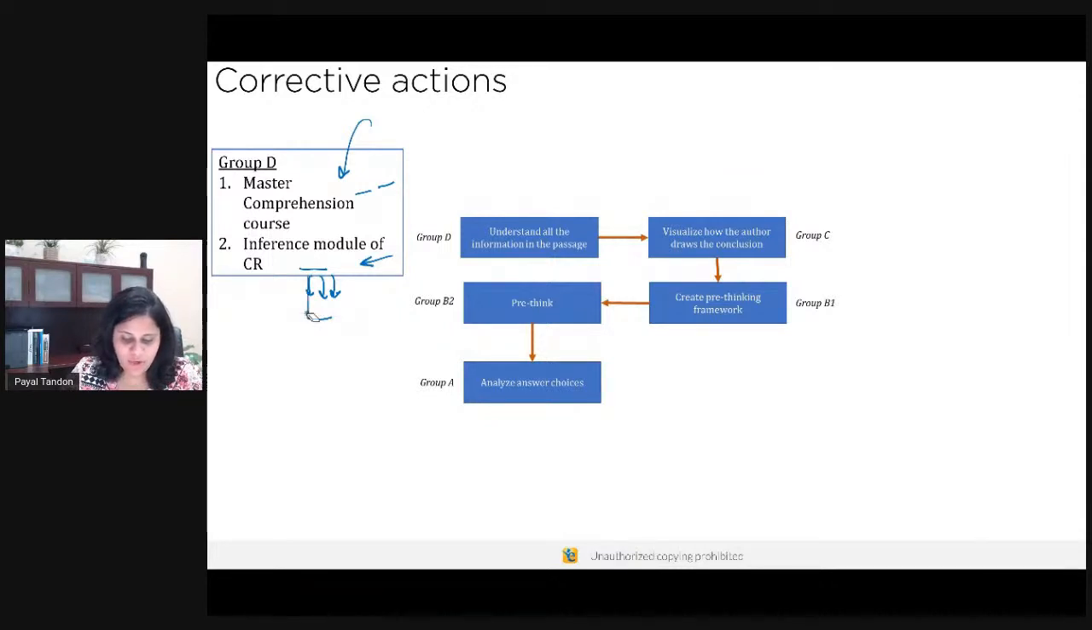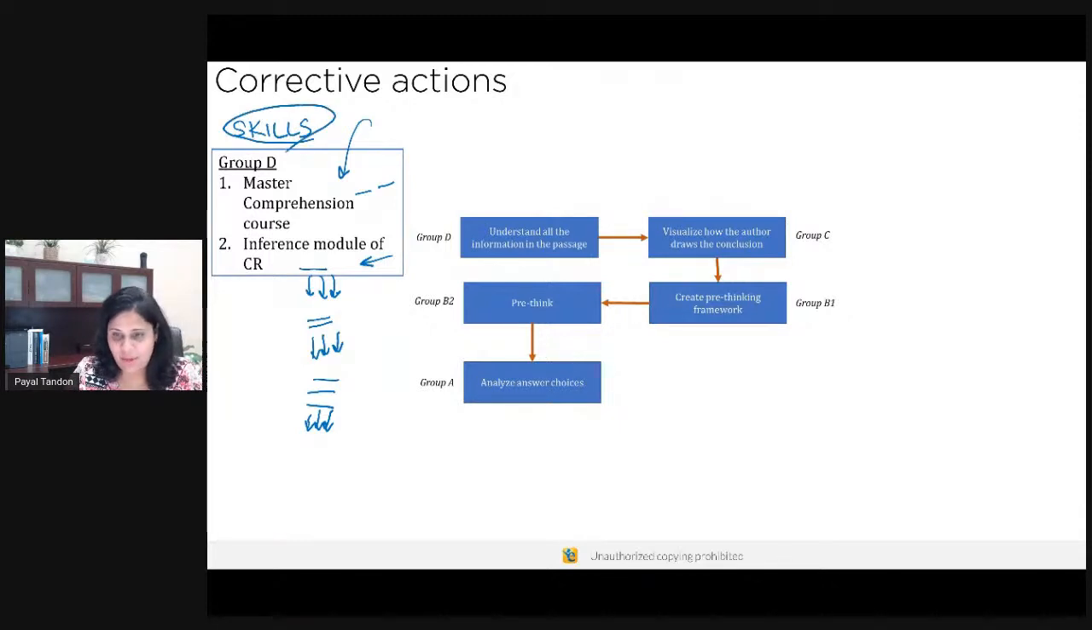Now, let's say you don't have a single sentence, you have two sentences. How do you infer, and what all information can you infer from these two sentences? And then we take it up into a complete passage. How do you infer information from this entire passage? This is what you need to do for group D. If you are in group D, you have to take that extreme step of building your foundation skills.